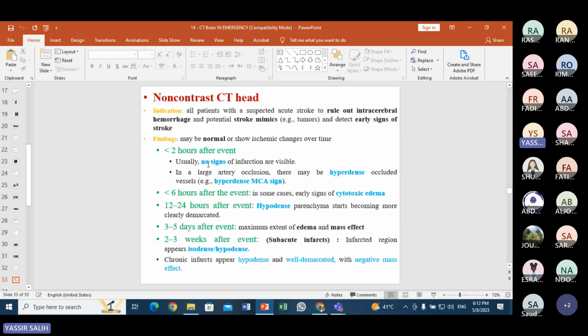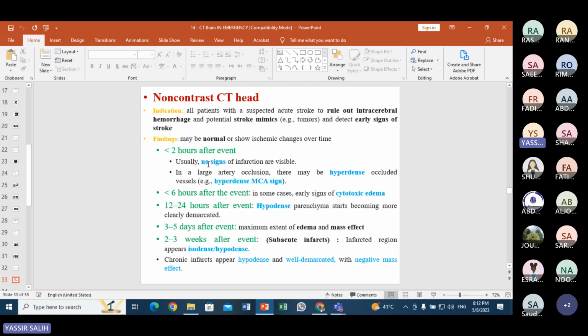طيب how to diagnose this cerebral infarction؟ أول شيء لازم نعمل non-contrast CT. Any patient with suspected acute stroke, you have to do CT without contrast. ليش؟ To rule out intracerebral hemorrhage زي ما قلنا قبل شوية. And also it may diagnose some conditions that mimic stroke. ممكن يكون في tumors. And it can also diagnose the stroke if present earlier.